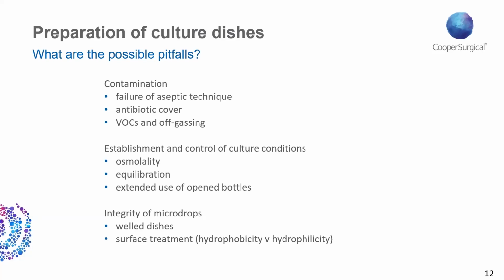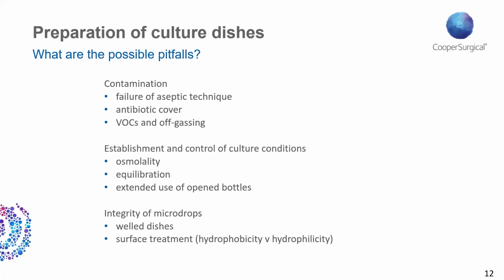And then the integrity of the microdrops. Should we use preformed wells in our dishes, or should we use a normal Petri dish? How are those plasticware treated? Are they going to allow drops to remain separate and intact, or are they going to be problematic? And one thing to point out here about culture dishes is that often the lids of the dishes are not treated in the same way as the body. So don't be tempted to use the lids for culture or any particular treatments like ICSI, because they may not be treated in the same way, and you may have problems using that.